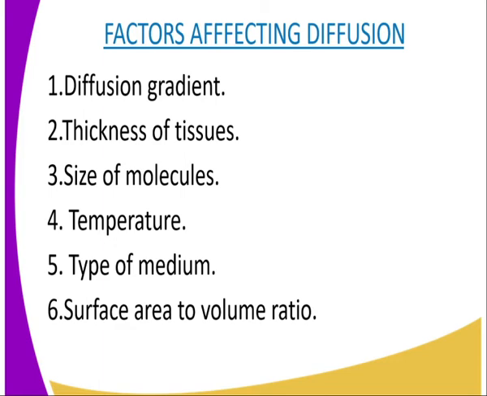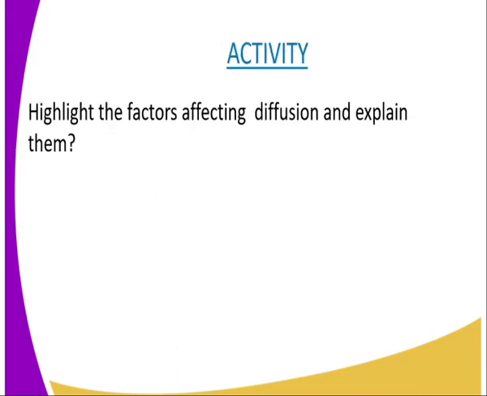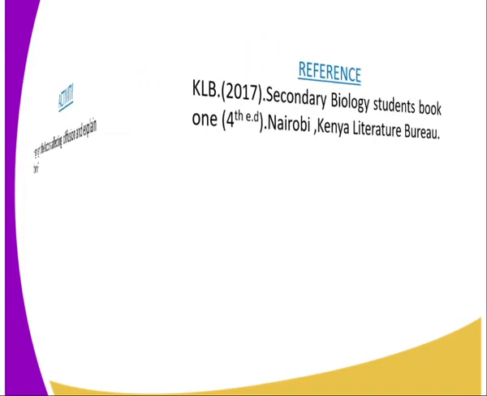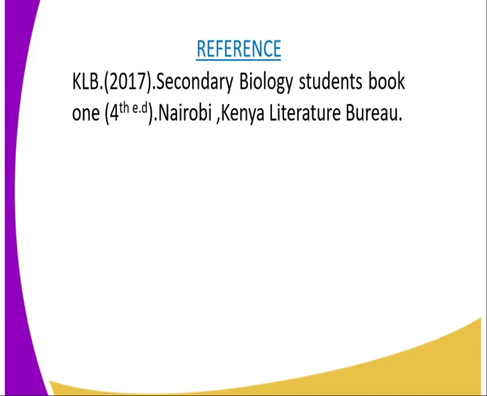On the surface area to volume ratio, the rate of diffusion in and out of a body depends on the surface area to volume ratio. The higher the ratio, the greater the rate of diffusion, and the lower the ratio, the lower the rate of diffusion. Having done that, we are going to have an activity whereby you have to highlight the factors affecting diffusion and explain them. For further reference on our topic or subtopic, we are going to refer to KLB Secondary Biology Student Book 1, 4th edition, Nairobi, Kenya Literature Bureau.